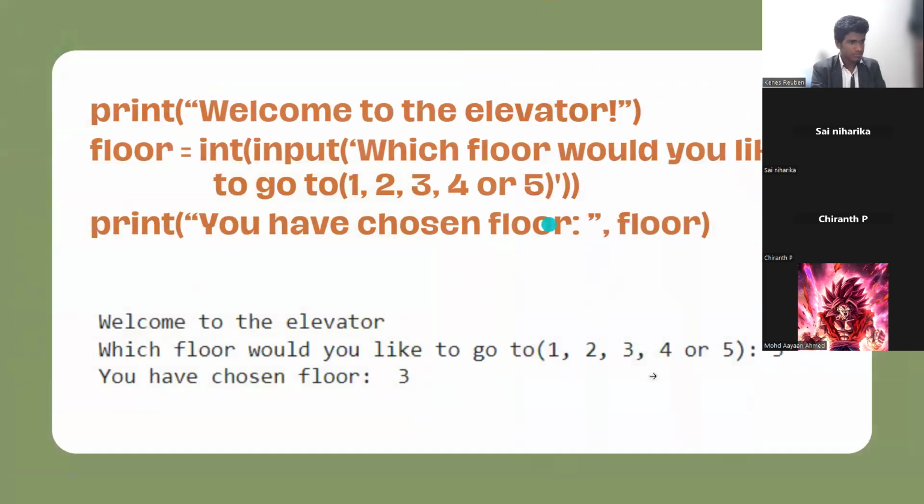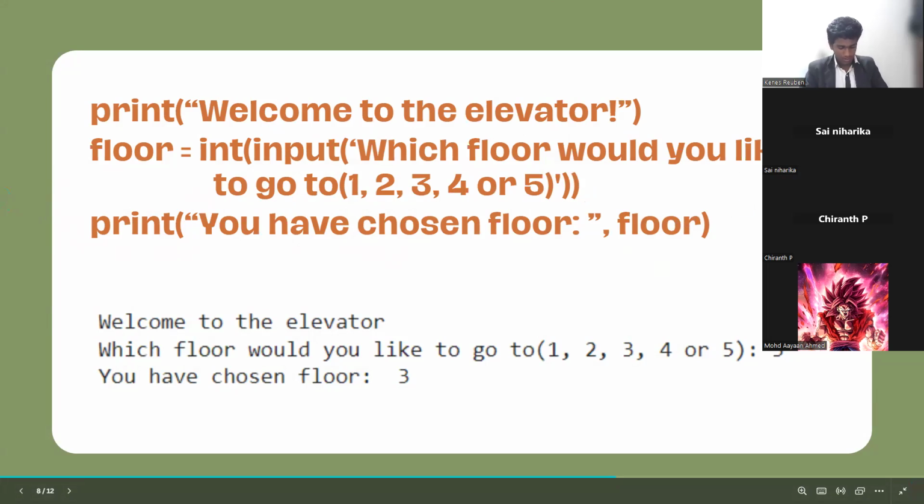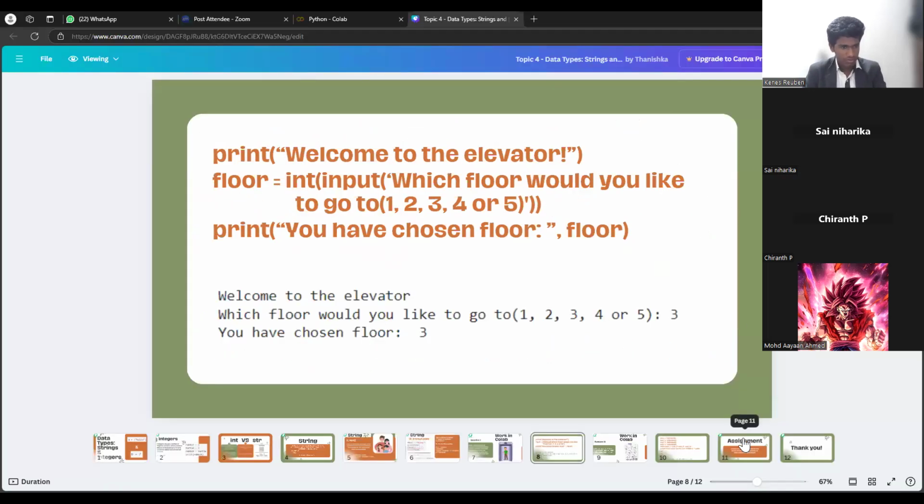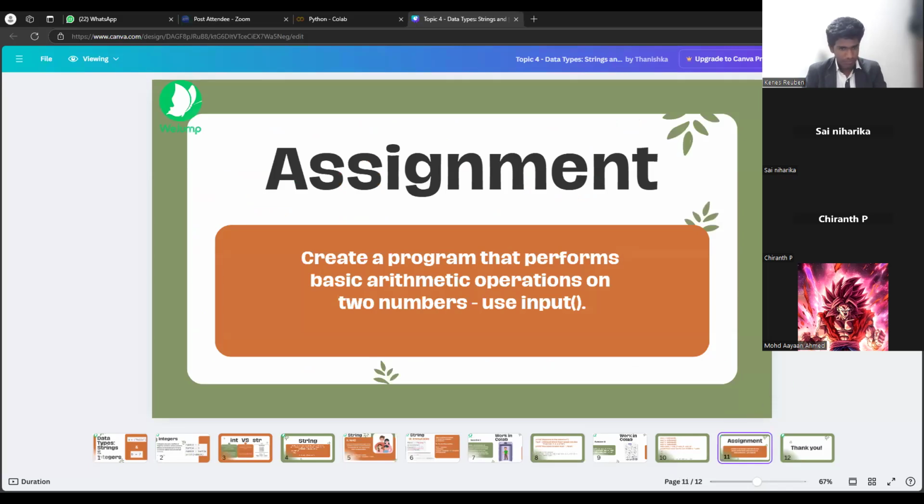So this was the answer here. You can see, you first start by greeting, welcome to the elevator, then you use a variable, then you use the integer data type, then the input, then you type which floor you would like to go to. This is just to give the user the hint, like there are only five floors, so you can choose any number from 1 to 5. Then you print what floor they have chosen. So this is a pretty easy one. It's okay, we'll continue with the next few questions. We do have a few more questions, but we'll finish it off with the assignment.